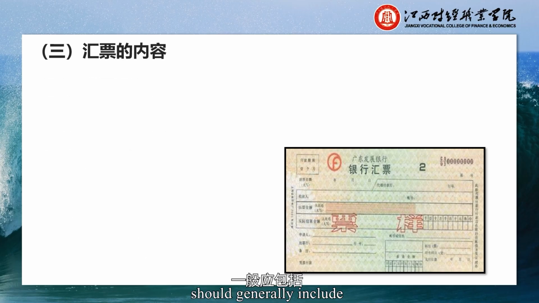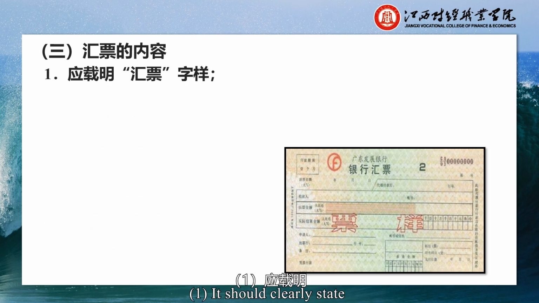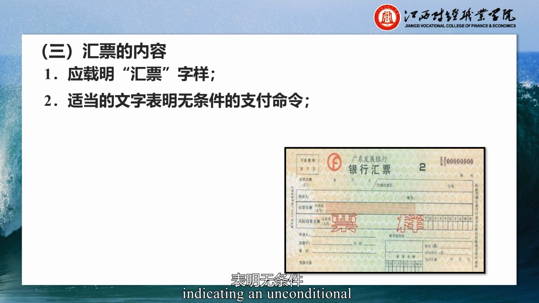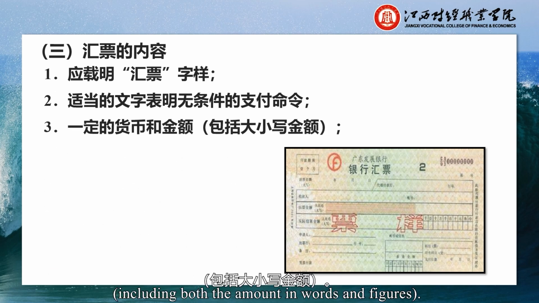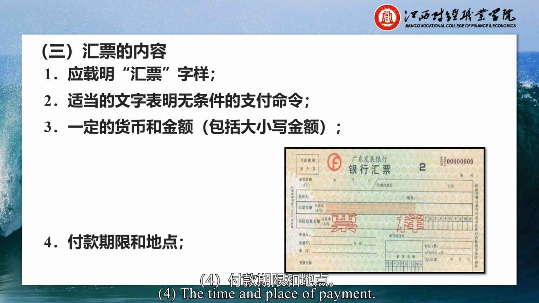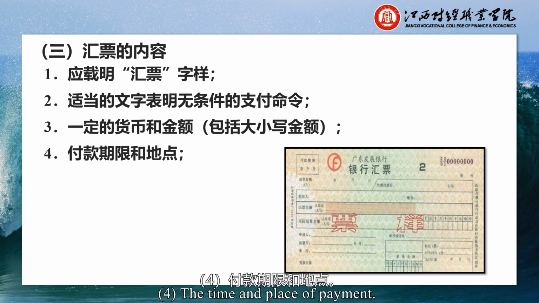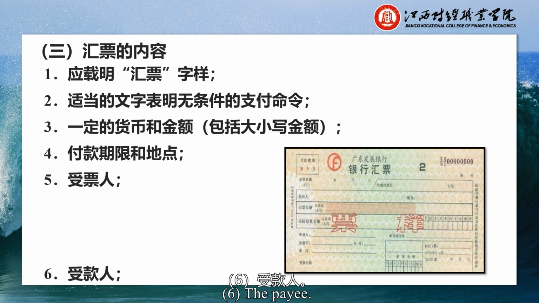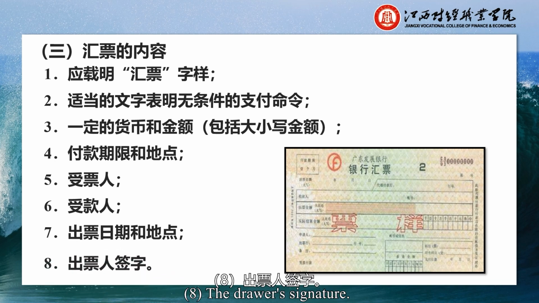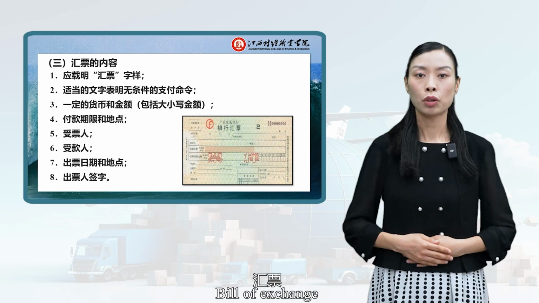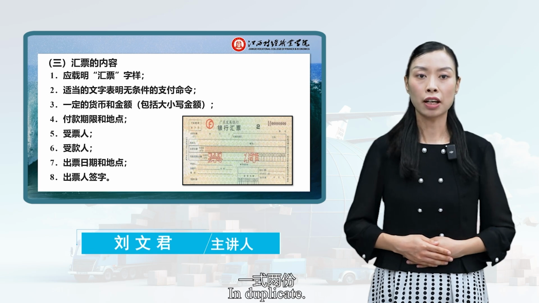A bill of exchange should generally include the following basic contents. First, it should clearly state the term bill of exchange. Second, appropriate wording indicating an unconditional payment order. Third, a certain amount of currency and a sum, including both the amount in words and figures. Fourth, the time and place of payment. Fifth, the drawee. Sixth, the payee. Seventh, the date and place of issuance. Eighth, the drawer's signature. A bill of exchange is usually issued in duplicate.